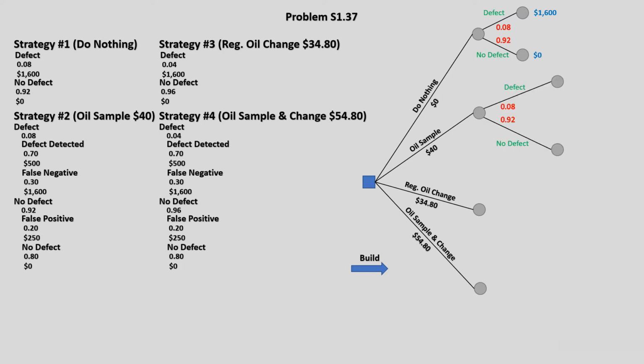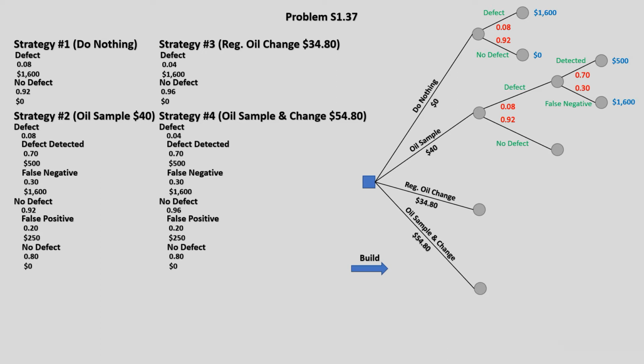So, since we are doing no preventative maintenance, our states of nature and our probabilities will be the same as the do nothing. But this time we're doing oil samples. So at the end of each of those states of nature, there will be another state of nature. If a defect is present, the test results come back as detecting the defect or giving you a false negative. We'll enter those probabilities, and then at the end, there is a cost. If a defect is present and it has been detected, there is a cost of $500 to fix it. If it gives you a false negative, the expenses go up to $1,600.